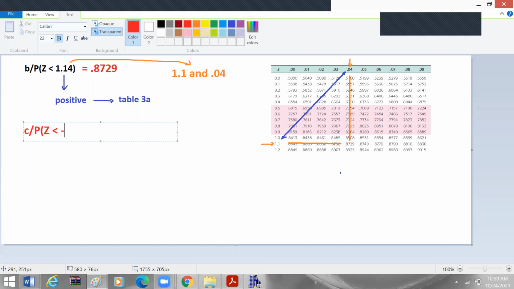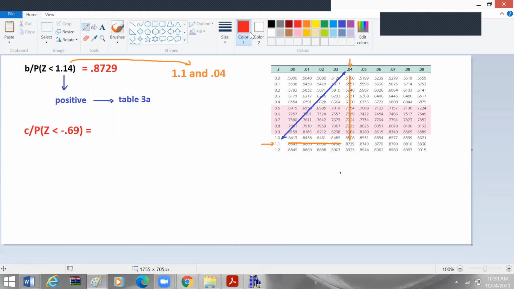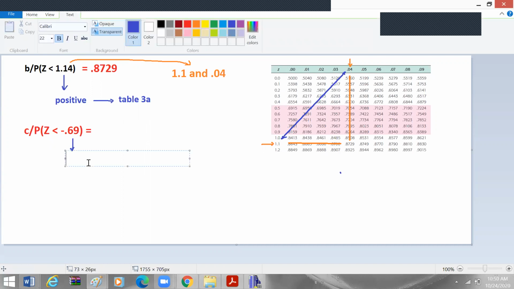1.1. Let's take negative 0.69. Do we agree? Yes. Okay, this is the value that we're going to look at. And now I would like to ask people which chart we have to go to. Table 3. Why table 3? Because this one is negative, right? Then we're going to go to table number 3. Okay, table 3. All right.